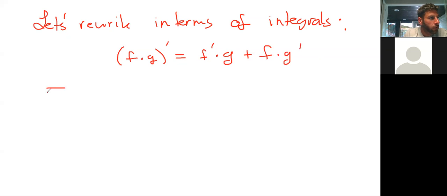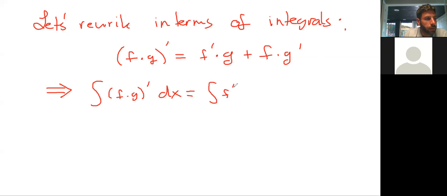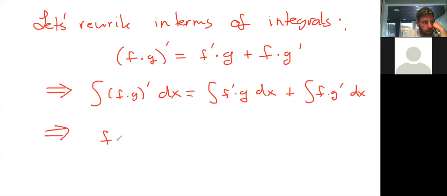So what I'd like to do is integrate both sides with respect to the variable. That means I would have this, and then I'll do each one of these pieces separately. The key observation is that on the left-hand side, the integral and the derivative undo each other. What I mean by that is the fundamental theorem of calculus says the left-hand side simplifies to just f times g.